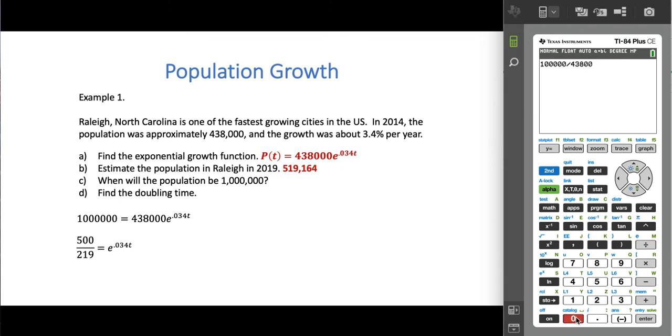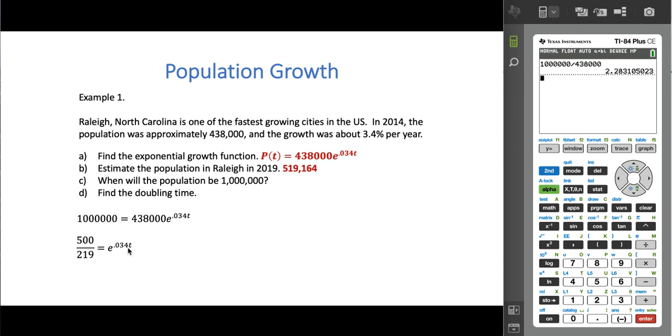For example, if I type in a million divided by 438,000, I retyped it because I had missed a zero. If I type that in my calculator, I get this value. And you don't have to change that to a fraction. I'm just encouraging you not to clear your calculator. Leave that there, because in the next step, let me finish with this formula.